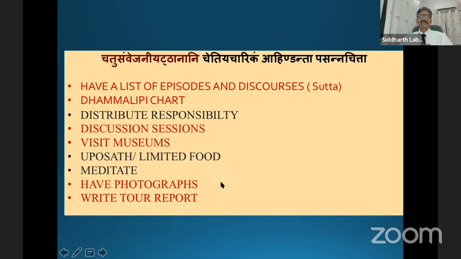it should not be like a researcher's report, but whatever you experience there, what you have seen there, how you observed things. That is good enough for your future. When you refer to it again, you get the joy of reading those reports and venerating the four places. You get the joy. So this is all about the Chatussamvejaniya Thanani.